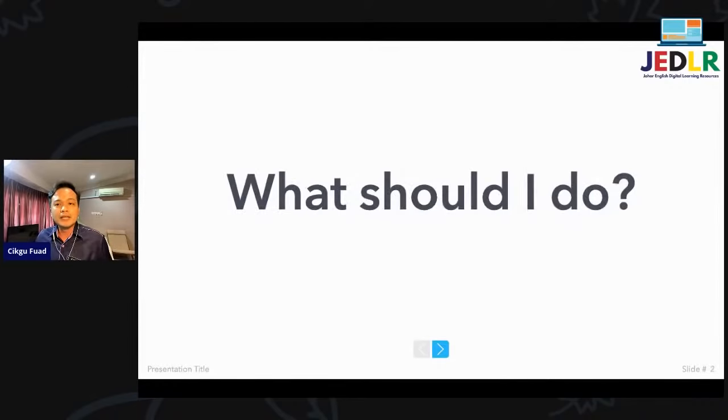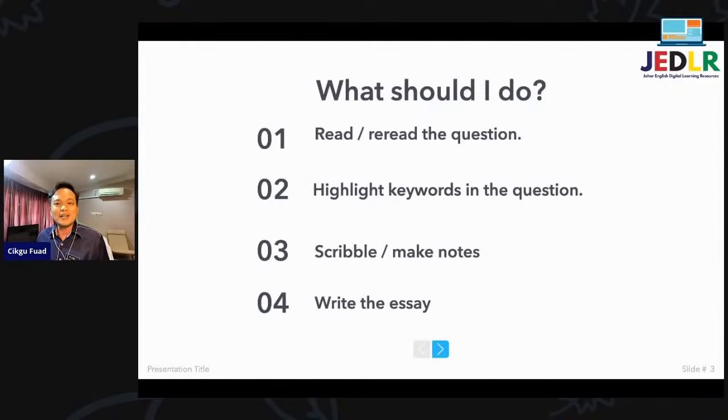So this is the question that we always ask ourselves when we receive the question paper. What should I do? Basically, by now, you should know, but I would like to repeat what your teacher may have said and also what Cikgu Pushpa has said. First thing first, you need to read and understand the question. If you do not understand the question on your first reading, perhaps you need to reread the question. Baca dulu.